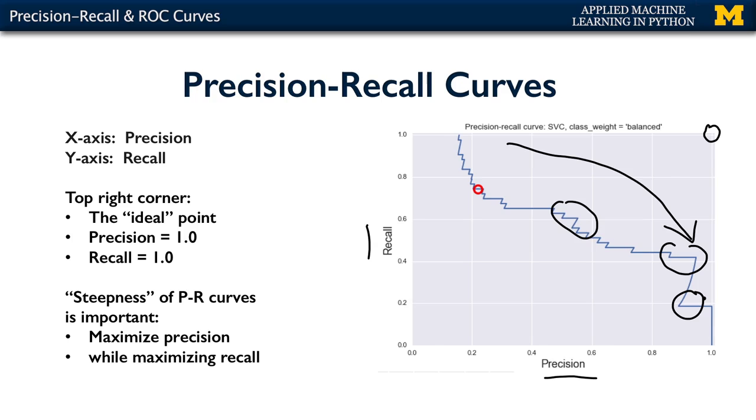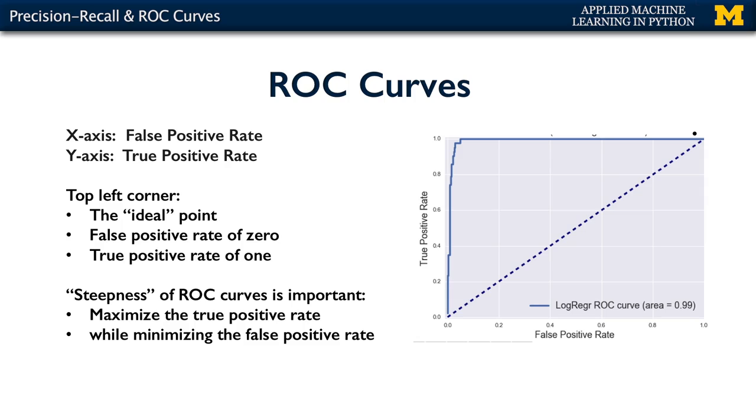ROC curves, or receiver operating characteristic curves, are a very widely used visualization method that illustrate the performance of a binary classifier. ROC curves on the x-axis show a classifier's false positive rate, so that would go from 0 to 1.0. And on the y-axis, they show a classifier's true positive rate, so that would also go from 0 to 1.0. The ideal point in ROC space is one where the classifier achieves a false positive rate of 0 and a true positive rate of 1. So that would be the upper left corner.